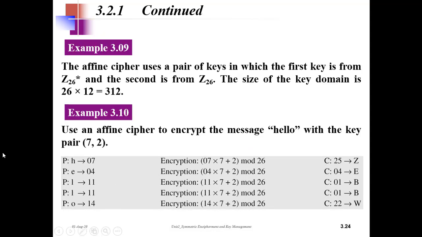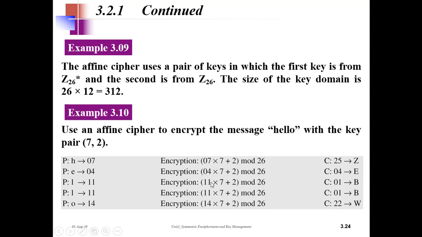Again, H is 7, E is 4, L is 11, we saw that already. So 7 into 7 plus 2, P into K1 plus K2. 7 7s are 49 plus 2 is 51. 26 2s are 52. So the remainder of 51 is 25. If you calculate, you will get the remainder as 25.